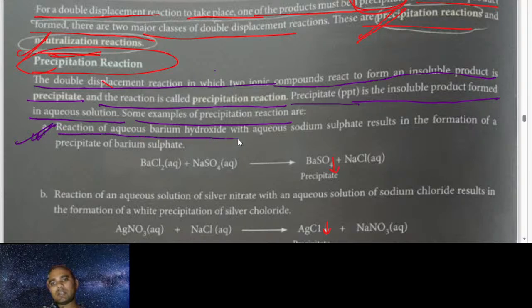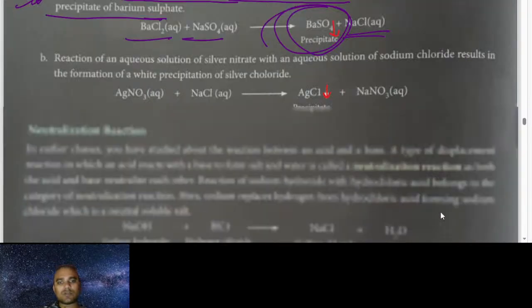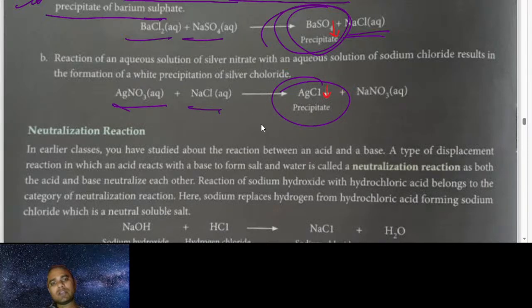Reaction of aqueous barium chloride with aqueous sodium sulfate results in the formation of a precipitate of barium sulfate. So barium chloride and sodium sulfate are treated. BaSO4 is the precipitate, and NaCl will be in aqueous form, student. Similarly, silver nitrate with NaCl will give the precipitate of AgCl.